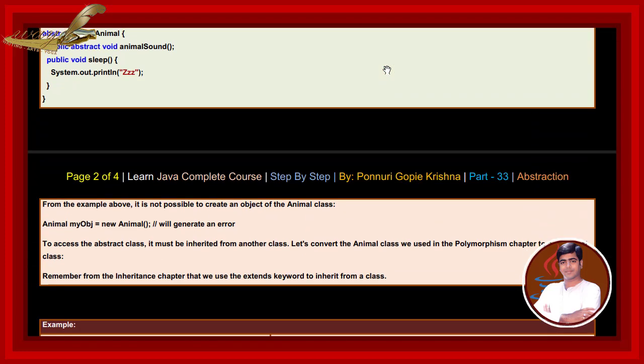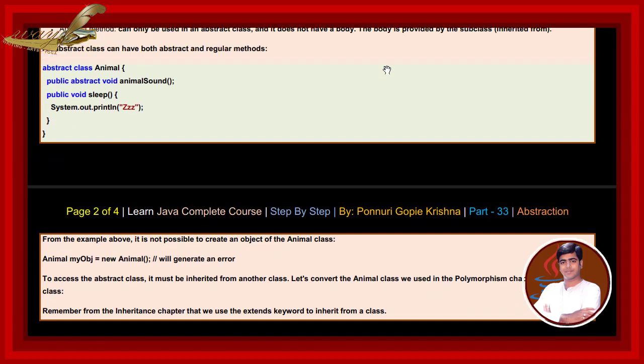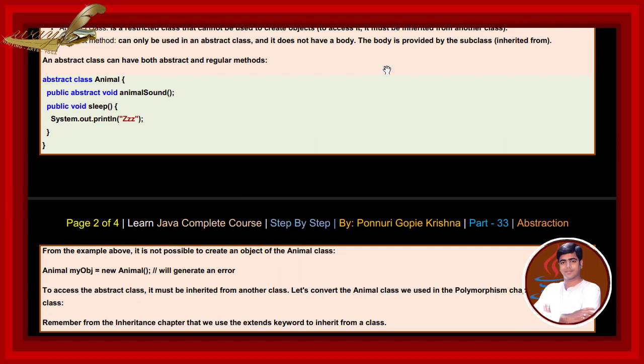this is the code. From the example above, it is not possible to create an object of the Animal class. Animal myObject = new Animal() will generate an error. To access the abstract class, it must be inherited from another class. Let's convert the Animal class we used in the polymorphism chapter to an abstract class. Remember from the inheritance chapter that we use the extends keyword to inherit from a class.